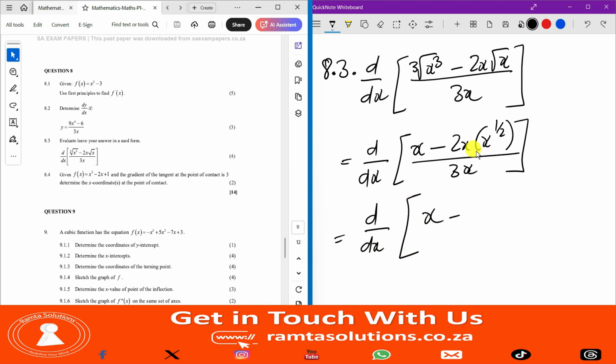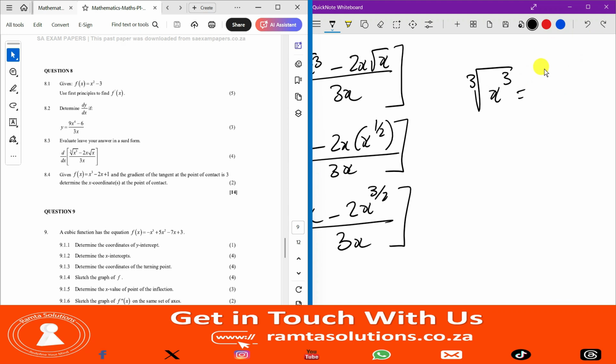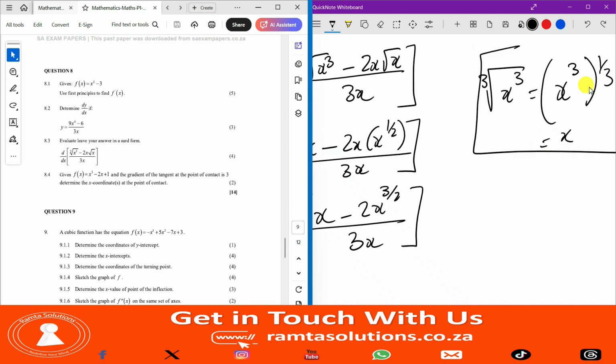So x minus, when bases are the same, you add exponents. We have x to the 3 over 2, since 1 plus half is 3 over 2, all over 3x, isn't it? Good. There are those questioning how we said cube root of x cubed is x. This is because cube root means power 1 over 3, right? So obviously this is x. Happy? All right.